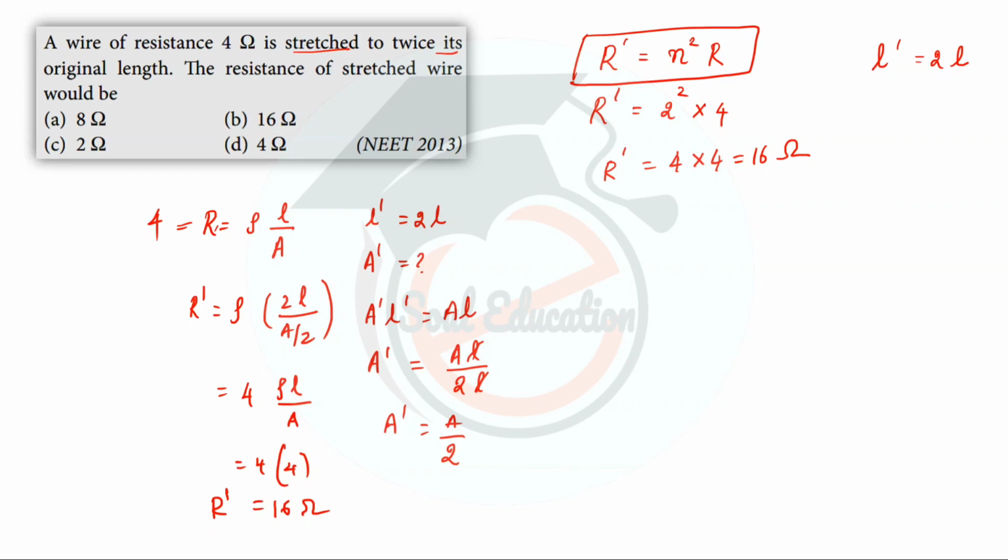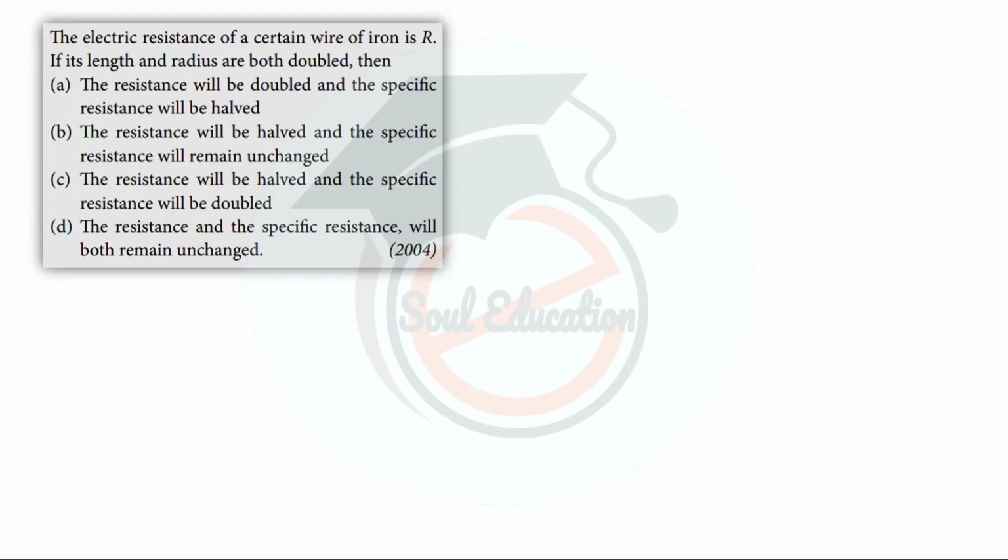Right. So now the next question: the electric resistance of a certain wire of iron is R. If its length and radius both are doubled, then what will happen? So now what have they said? Length is doubled, as well as the radius of the cross section is also doubled. So what will happen to my resistance? That is the question. So the initial resistance is R equal to rho into L by A.